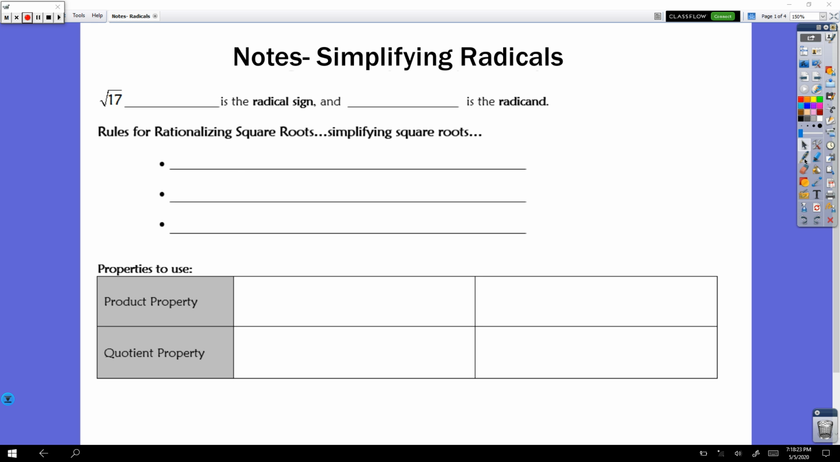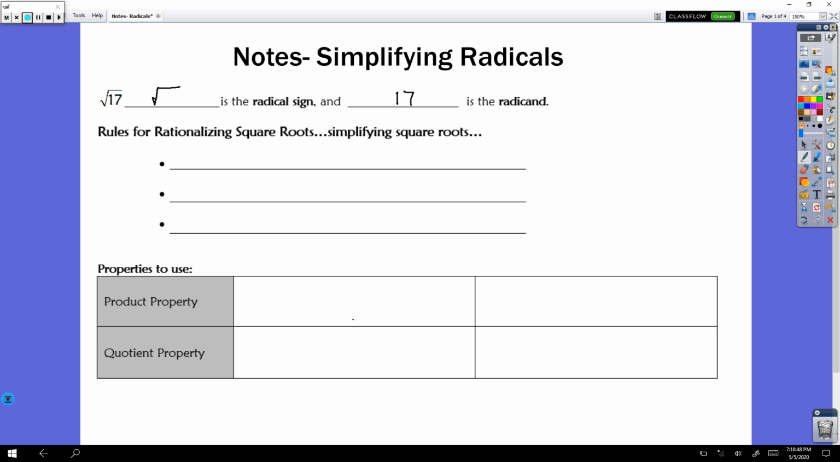Okay, so before we can look into solving quadratics by inverse operations, we first need to look at how to simplify radicals. So here we have the square root of 17. The square root symbol is the radical sign, and the number inside, 17, is the radicand.